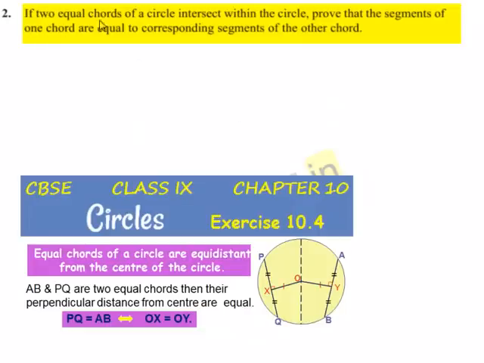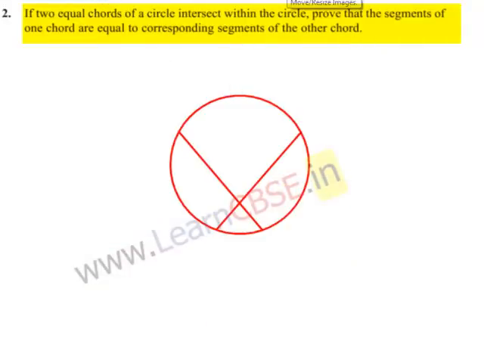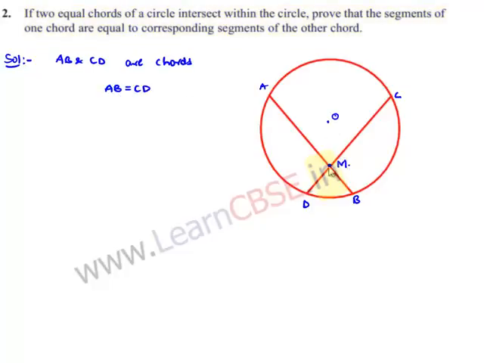Coming to the second question. If two equal chords of a circle intersect within the circle, prove that the segments of one chord are equal to the corresponding segments of the other chord. Now moving on to the solution. Let us consider a circle as shown in the figure. Let the circle have center O, and let AB and CD be chords of equal length that intersect at point M. So AB is equal to CD, and AB and CD intersect at point M.